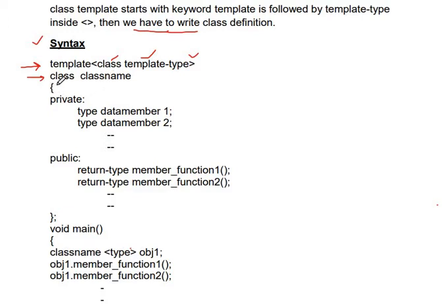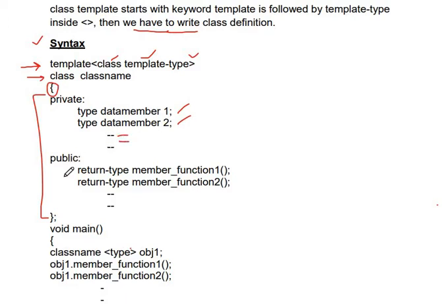Next we have to write the open bracket, and we have to write the set of statements within the body of the class, that is between the open bracket and closed bracket. Here we have written two sections. Under the private section I have declared data members. Type data member 1 semicolon, type data member 2 semicolon. In this way we can declare any number of data members.